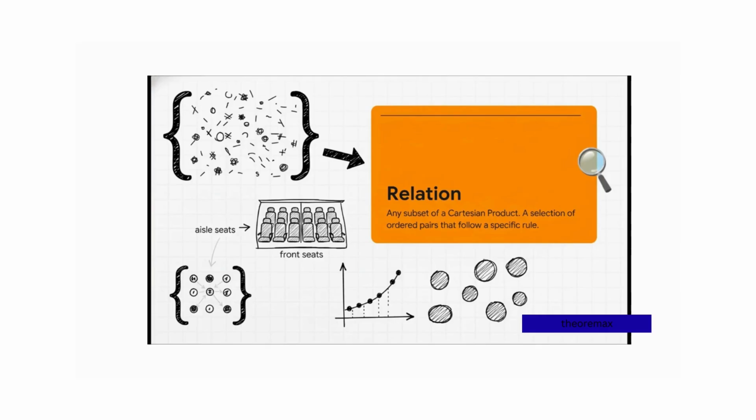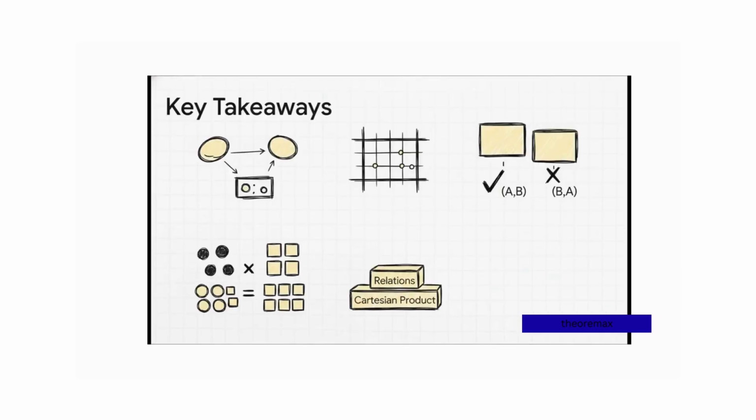It's that simple. A relation is just any smaller group or subset that you pull out of that giant Cartesian product. And the pairs you pick for your relation are usually chosen because they all follow some kind of rule, like the rule is an aisle seat. And this is the bridge that connects everything we just talked about to really big topics like functions, databases, and even network graphs. Okay, so let's do a quick recap of the most important stuff.